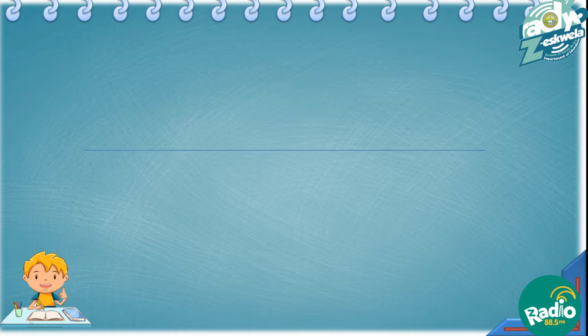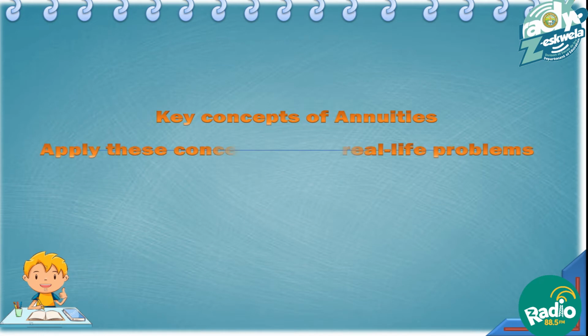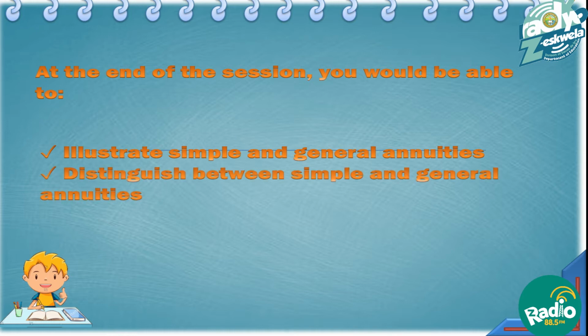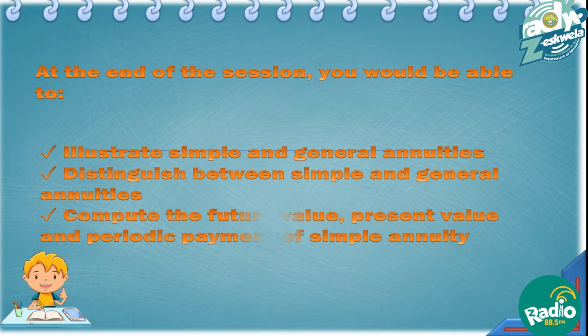This session helps you understand the key concepts of annuities and apply these concepts to solve real-life problems with precision and accuracy. At the end of this learning session, you are expected to, first, illustrate simple and general annuities. Second, distinguish between simple and general annuities. And third, compute the future value, present value, and periodic payment of simple annuity.